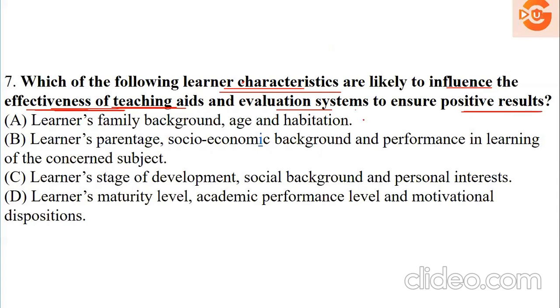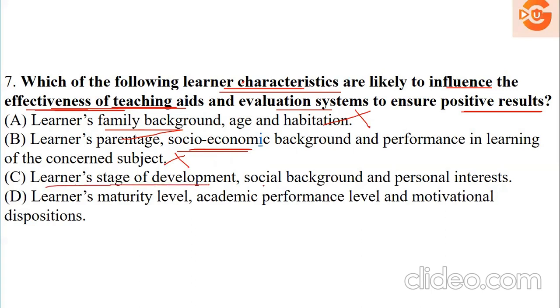Family background, definitely not. It's not the only option. Family background can be not good but the outcome can be very good. So there is no direct correlation with family background. Learner's parentage, that is parenting, socioeconomic background, performance and learning concern to the subject, no, definitely not. Socioeconomic background does not have any connection with the evaluation system.